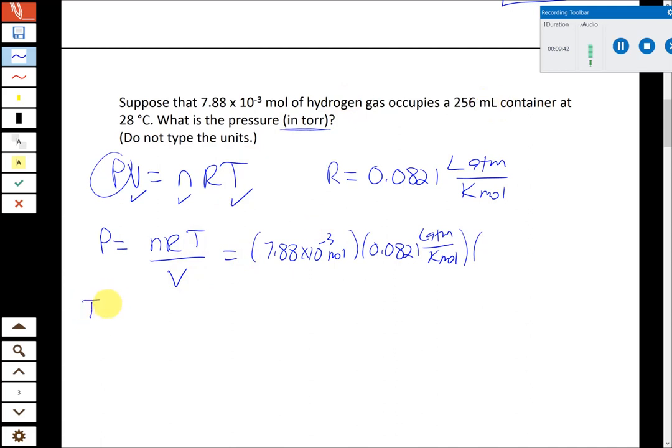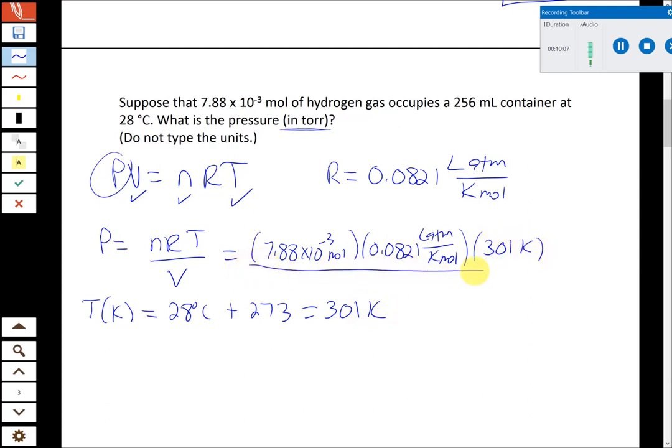So the temperature in Kelvin, remember, to get Kelvin temperatures, we take the Celsius temperature, 28, and we add 273 to that. Technically 273.15, but you don't have to be that precise. The 0.15 is not going to affect your answer enough to cause it to be wrong. Not even close. So 301 K is close enough for the temperature.